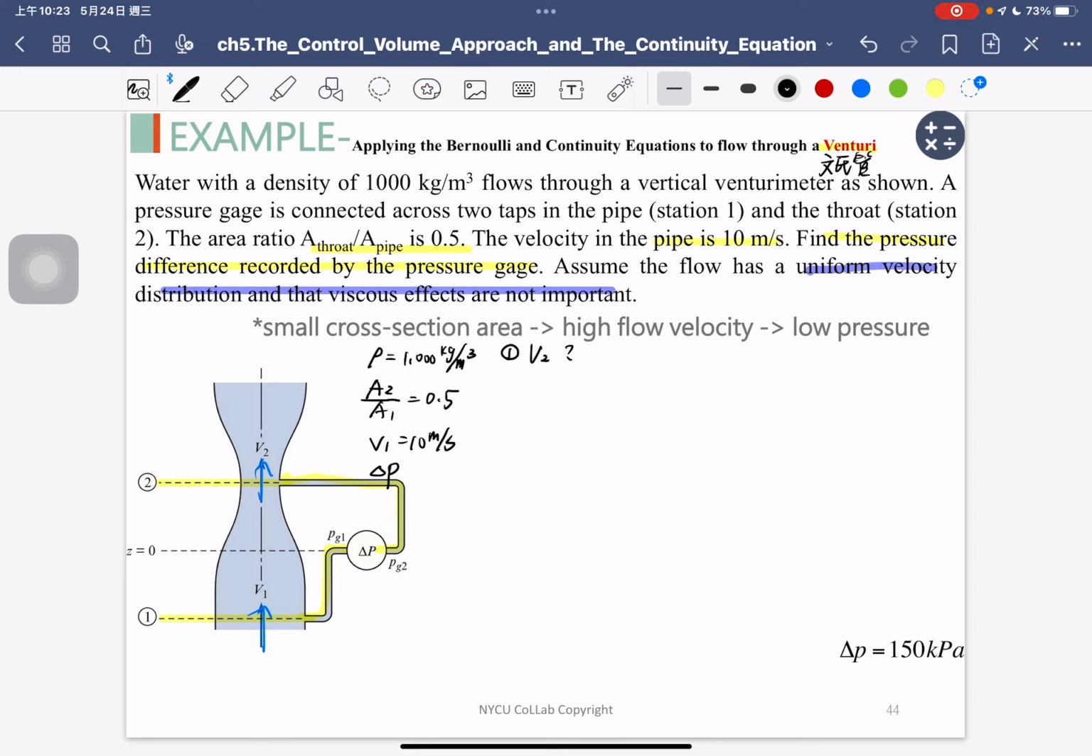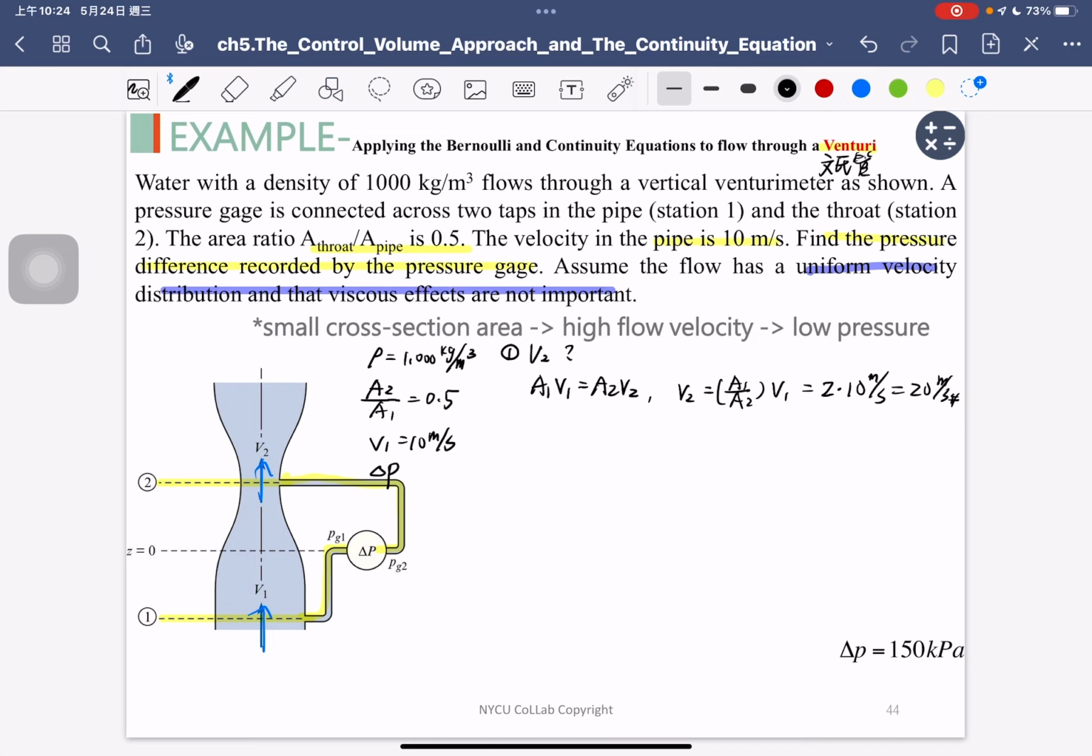So we can assume A1 V1 will equal A2 V2. We don't know V2, so we keep it on the left-hand side, and this will equal A1 over A2 multiplied by V1. And A2 divided by A1 here is 0.5, so the ratio A1 over A2 is equal to 2, times 10 meters per second. So we know that V2 is 20 meters per second.